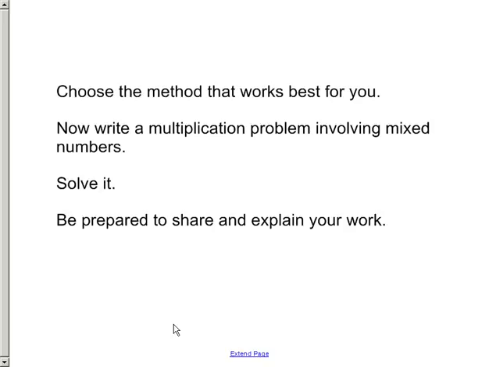Do your practice problems, and you have some practice work in your journal. And then on Tuesday, you'll be working on the skill of multiplying mixed numbers, and you'll also be using it to find the area of some shapes, and the units will be mixed numbers rather than whole numbers.